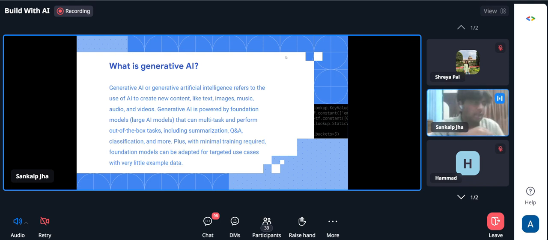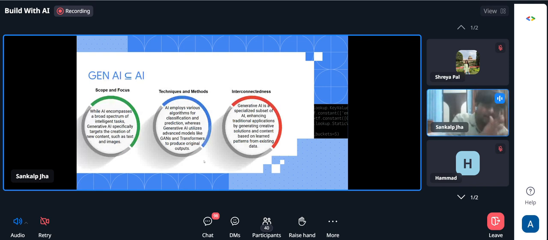We have all seen generative AI in the domains of text, images, music, audio, and videos, and these are all based upon LLMs. If you have heard about large language models, we will read about them ahead. They can multitask. They can summarize very huge data. Nowadays there are a lot of reels about how they can summarize a whole YouTube video or an entire PDF, but we'll talk about applications in future slides. As you can see here, minimal training is required, and these foundation models can be adapted for the targeted use case with very little example data. So that is what generative AI is all about.